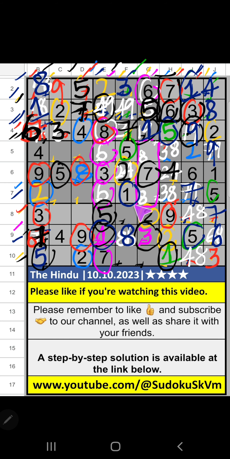Seventh row, we have 1 and 7. So 1 and 7 can't come these cells. It will come in one of these cells. Column D, we have 7. So 7 can't come in the cell. 7 is confirmed here. Then 1 is here.